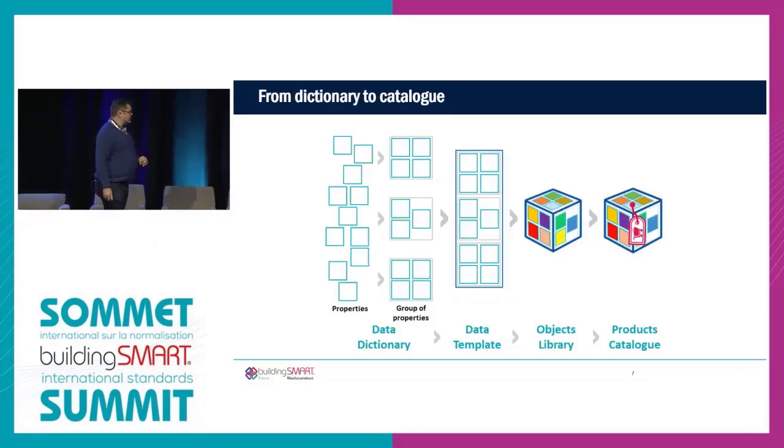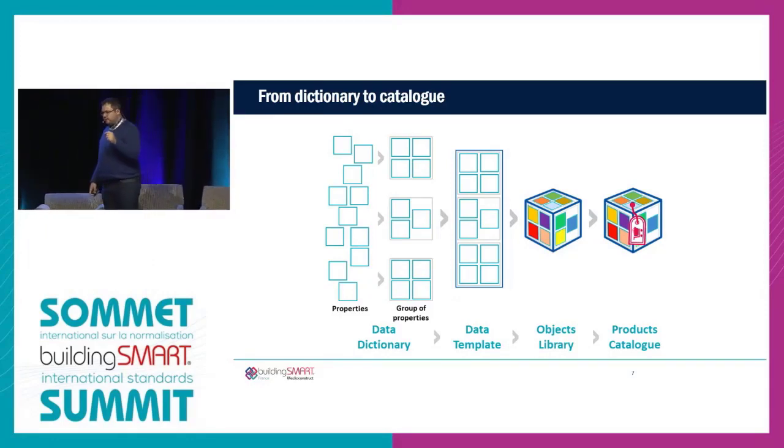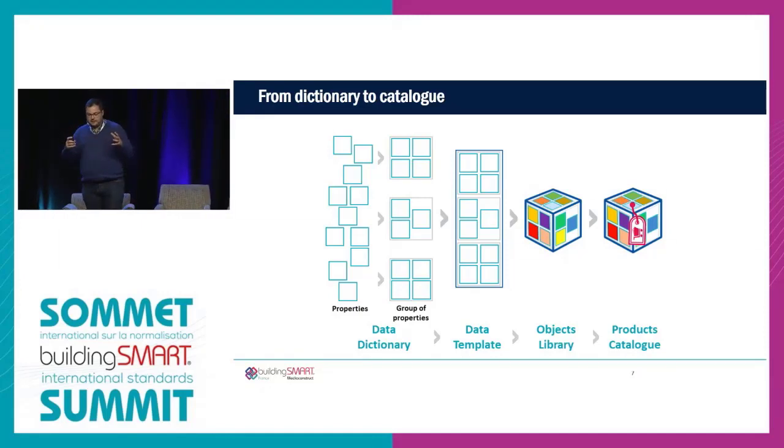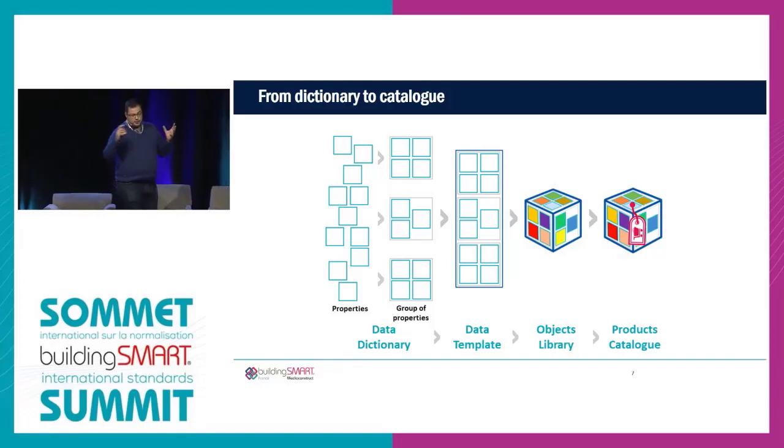Dealing with a data dictionary, what is important to understand is that in a data dictionary, we are defining properties. Properties are the content of a model. Properties are grouped into groups of properties, and all of this content from the dictionary can be used to define a data template. A data template can then be used to define an object library or product catalogs. It can also be used to define your properties on your model on a project.